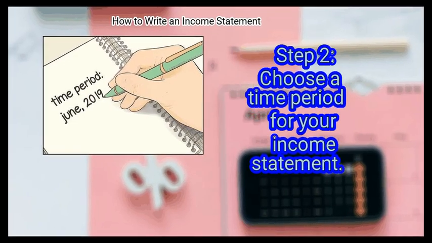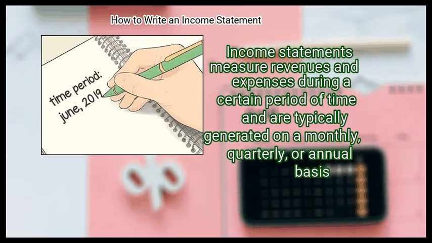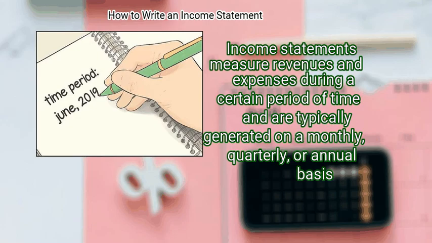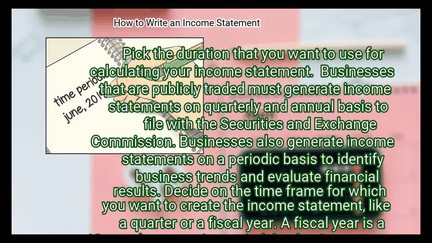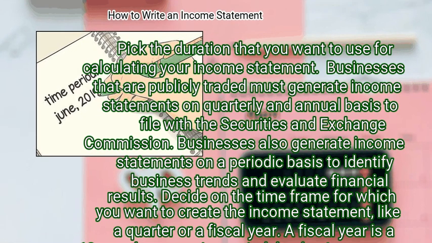Step 2. Choose a time period for your income statement. Income statements measure revenues and expenses during a certain period of time and are typically generated on a monthly, quarterly, or annual basis. Pick the duration that you want to use for calculating your income statement. Businesses that are publicly traded must generate income statements on a quarterly and annual basis to file with the Securities and Exchange Commission. Businesses also generate income statements on a periodic basis to identify business trends and evaluate financial results.